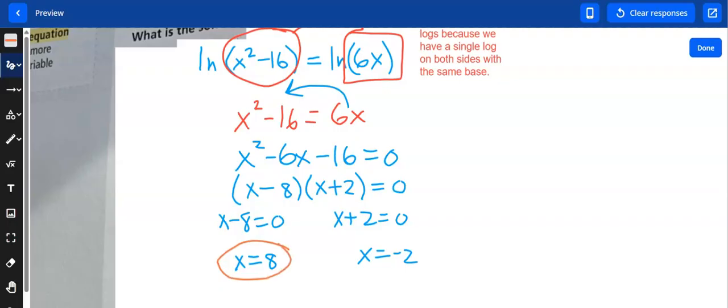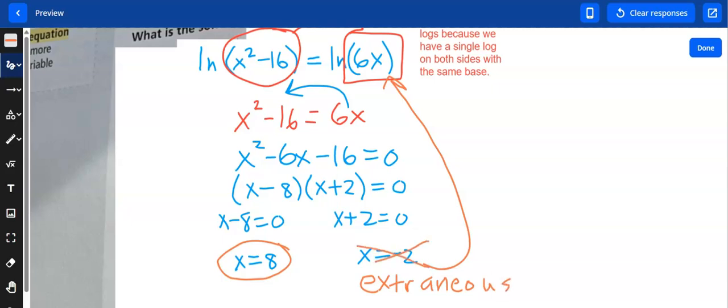What happens if you take negative 2 and plug it back into the original equation? You cannot take the logarithm of a negative number, folks. I mean, take this thing and plug it back in. You're done right there. That's an extraneous solution, right? This one's extraneous, so we throw it out. Only one answer. All right, next.